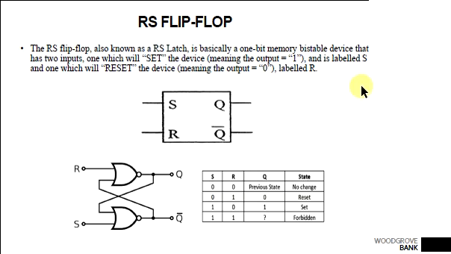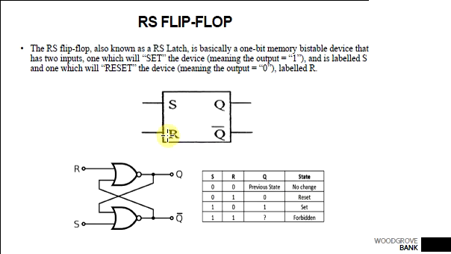We have discussed that an RS flip-flop is basically a 1-bit memory bistable device, which has two inputs. One will set the device, that is the output will be 1, and the other will reset the device. This was the block diagram, which we discussed in the last class. S and R are the inputs, and Q and Q bar are the outputs. This RS flip-flop can be constructed using NAND gates and NOR gates.